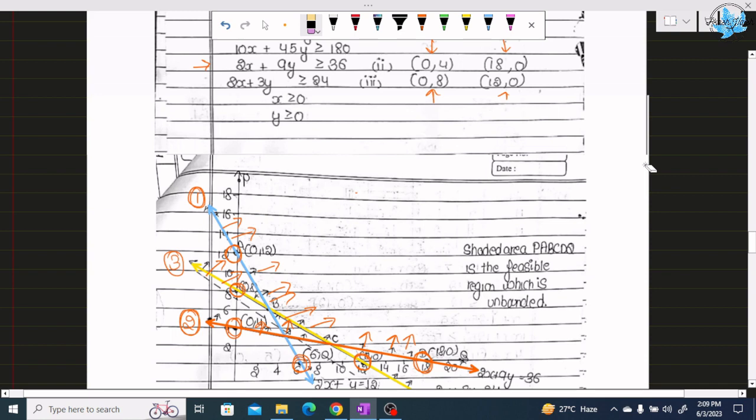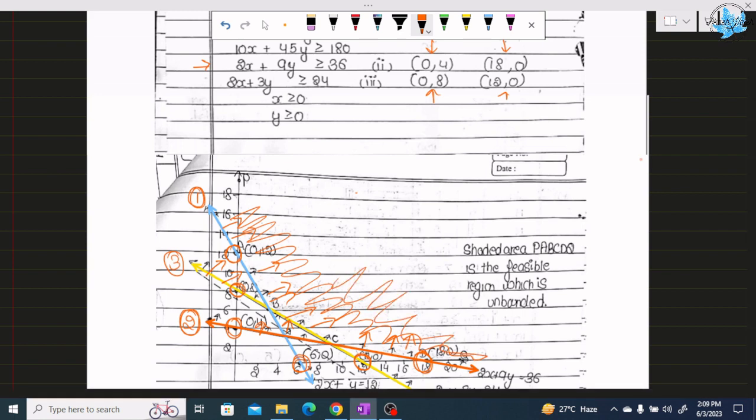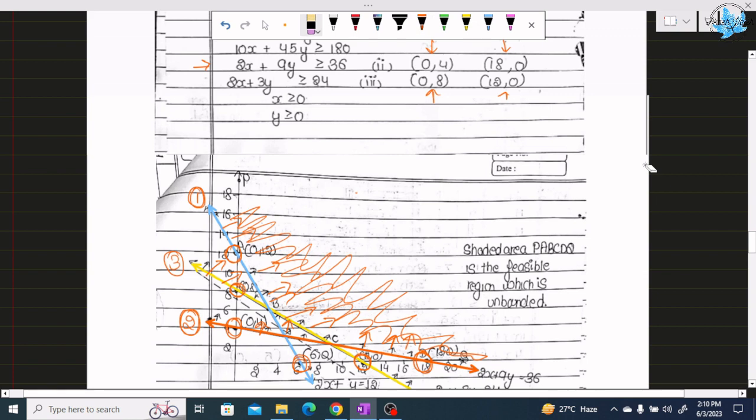Now find the common region. So the common region will be this. So this part will be shaded. Now I am removing the colored part so that you will get the graph clearly.